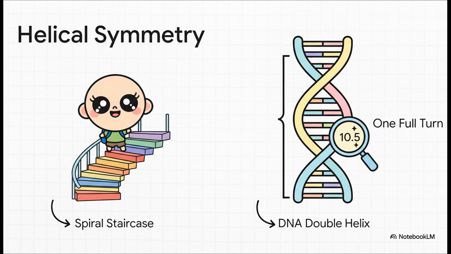But the most profound example of this has got to be the double helix structure of DNA. It twists and it rises. And what's amazing is that it has a non-repeating symmetry. It takes about 10.5 base pairs to make 1 full turn. This complex symmetry is literally the blueprint for all known life.